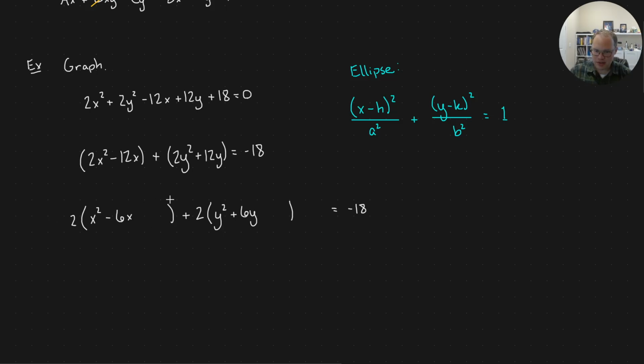So for the x term over here, the magic number is b over 2 squared, which in this case is negative 6 over 2. That's negative 3 squared. That's going to be 9. So I'm going to add in a 9 here. Okay. And what about over here? Okay. Same thing. It's going to be b over 2 squared. But in this case, the b is positive 6.